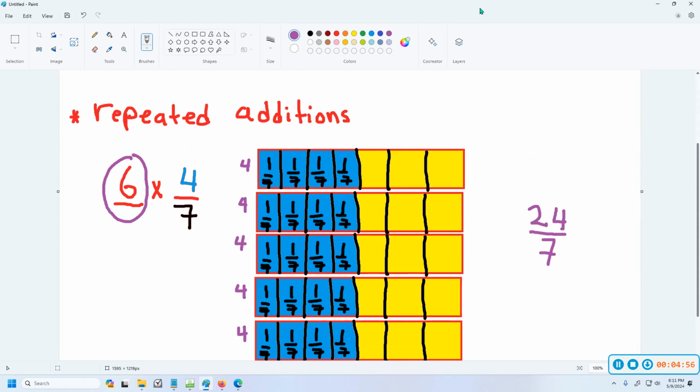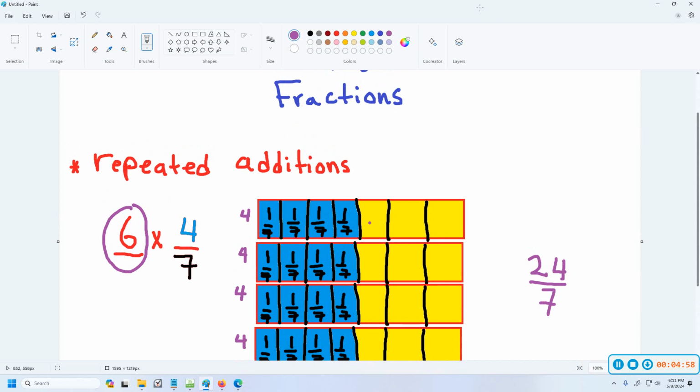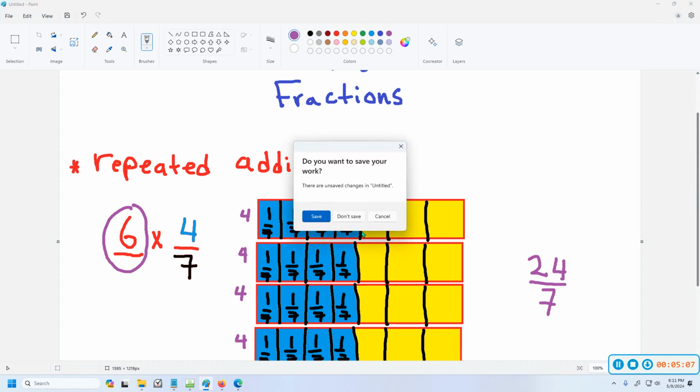Okay? I want to do one simpler than the one I just presented because I was just lagging a little bit. So let's try another one.